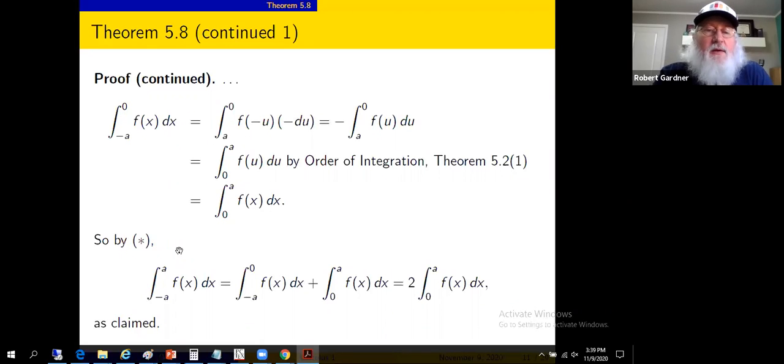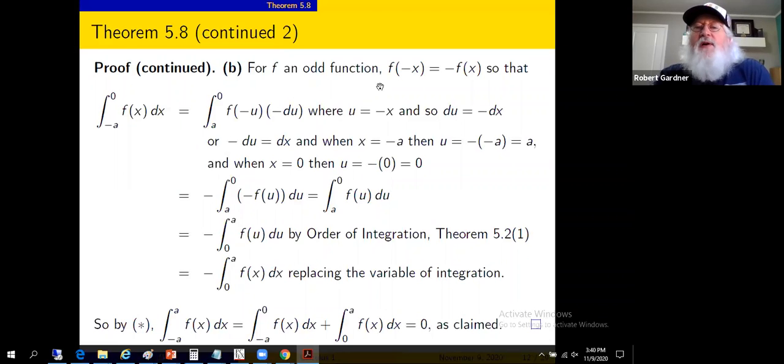So when we had by asterisk or star that the integral from negative a to a was the integral for the left-hand half plus the right-hand half, well, they're the same size. So I can substitute for this integral, and we get 2 copies of this. And that's what was claimed. Yeah, it doubles up when you have even functions integrated over symmetric intervals. Okay, let's deal with odd functions. It'll be basically the same, but somewhere in there we'll pick up an extra negative sign and we'll get cancellation down here. Let's do that.